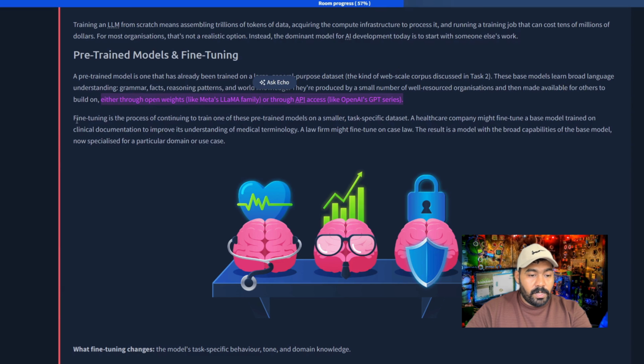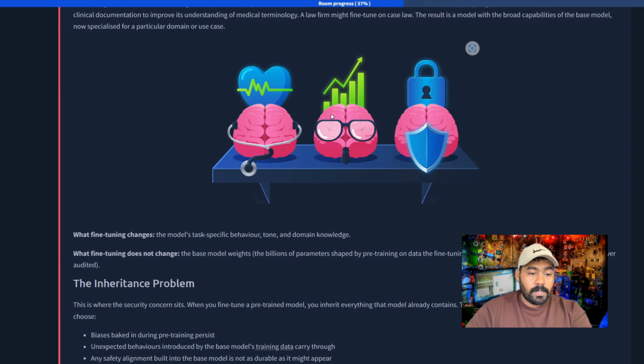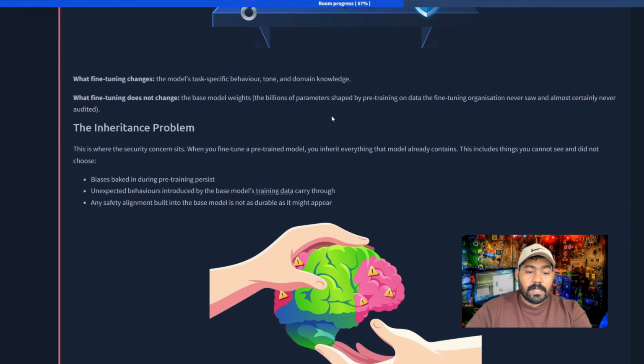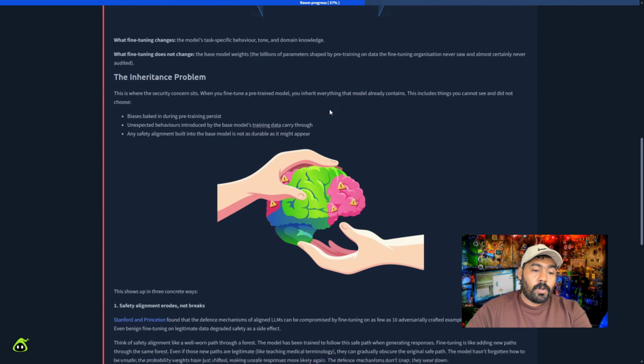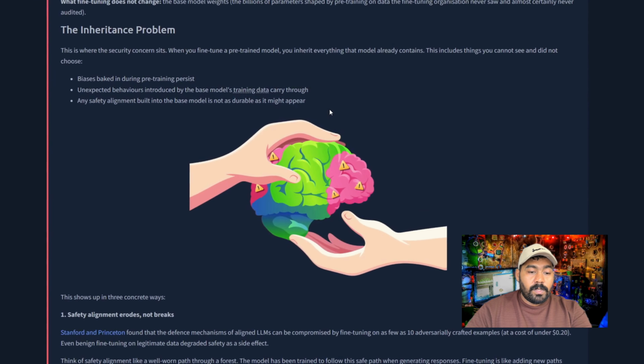So what is fine tuning? Fine tuning is the process of continuing to train one of the pre-trained models on a smaller task-specific dataset. Now, let's see what the critical decisions in the room explain. What does fine tuning change? The model's task-specific behavior, tone, and domain knowledge. So, what does fine tuning not change?